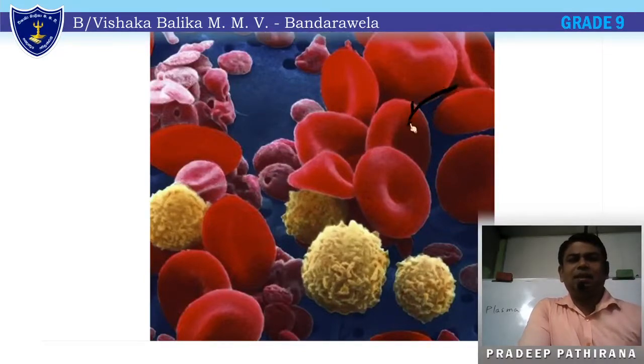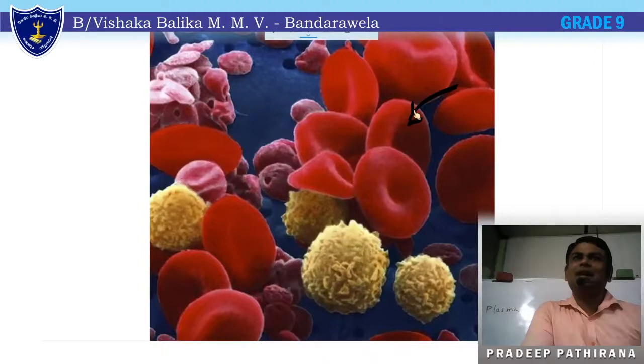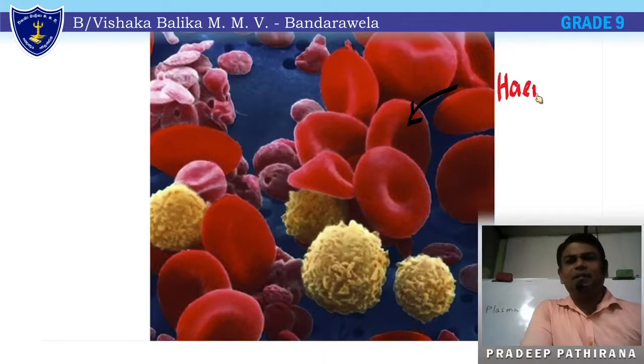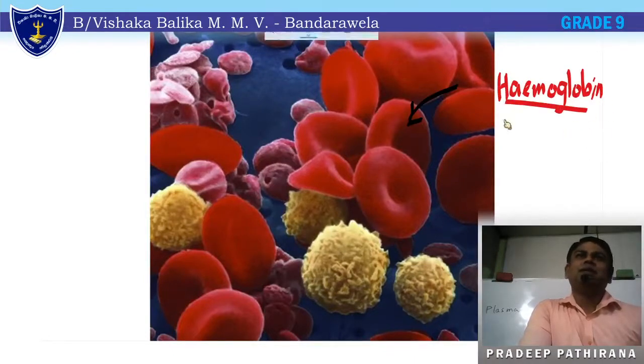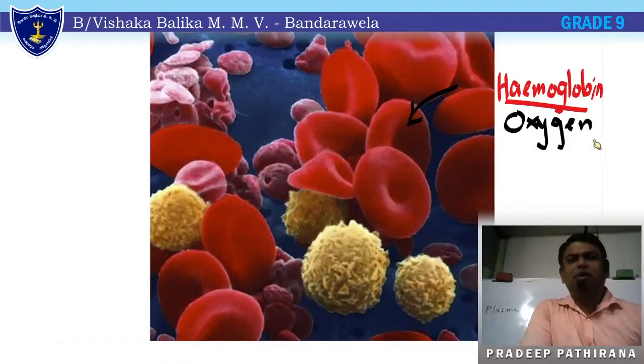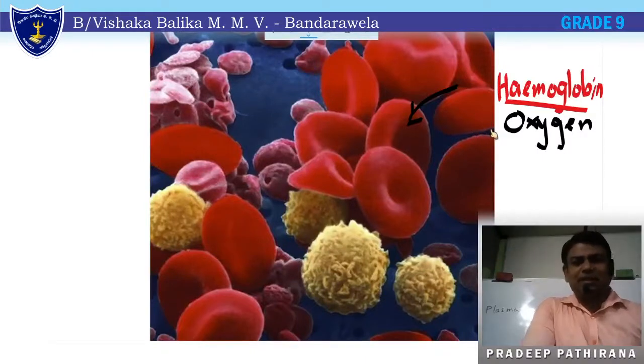Here, these are the erythrocytes, and they look red because they have a pigment called hemoglobin. Hemoglobin is important to transport the oxygen gas. Oxygen is transported through hemoglobin. There are hemoglobin molecules found in red blood cells or erythrocytes. And that's why red blood cells look red.